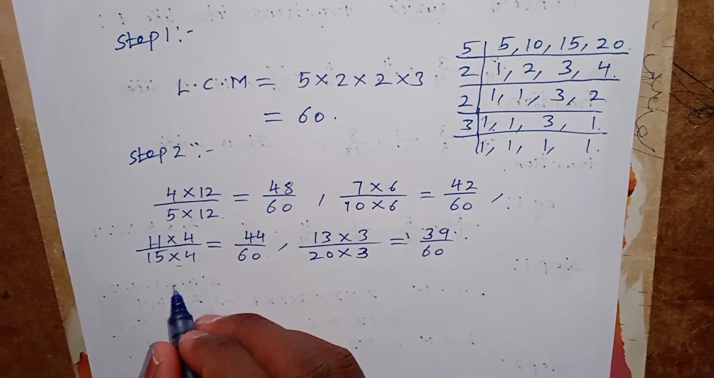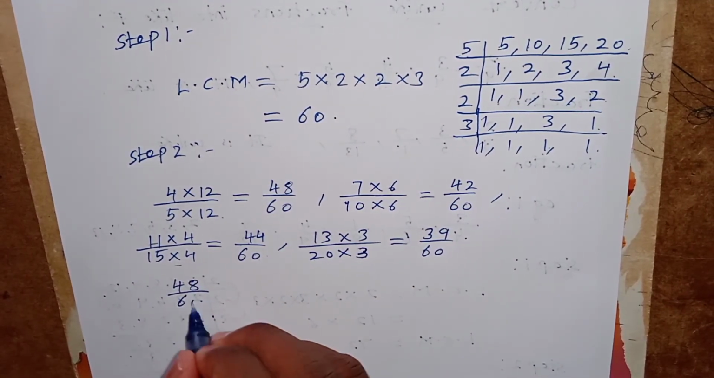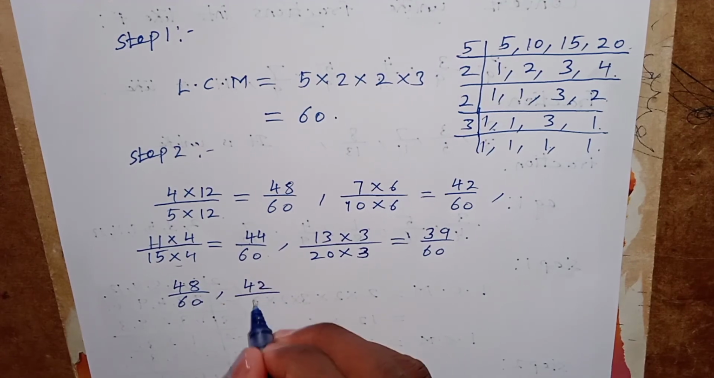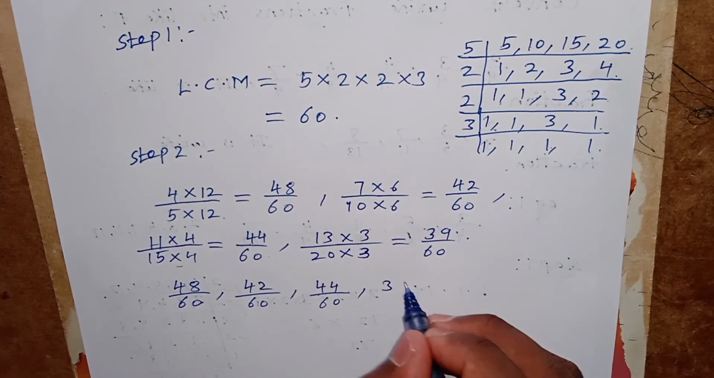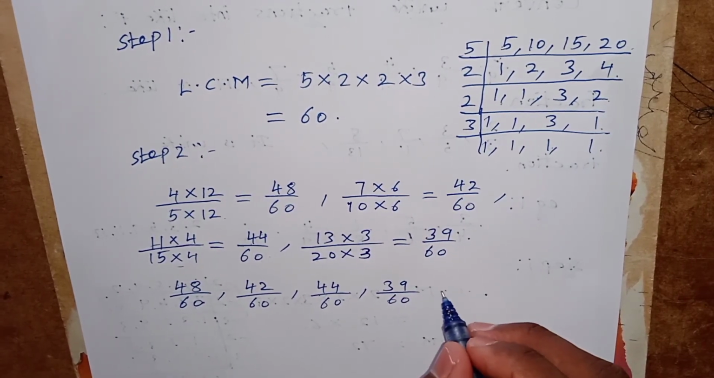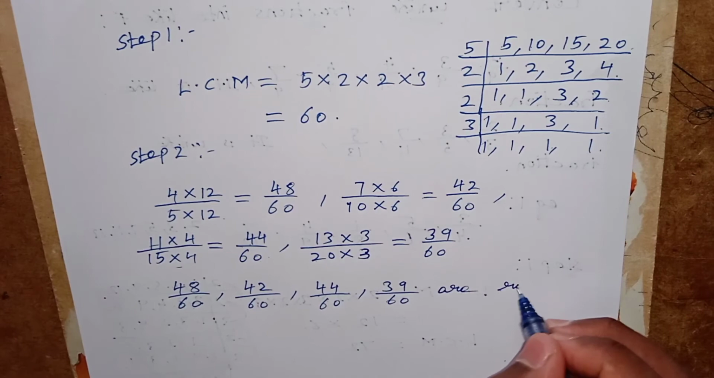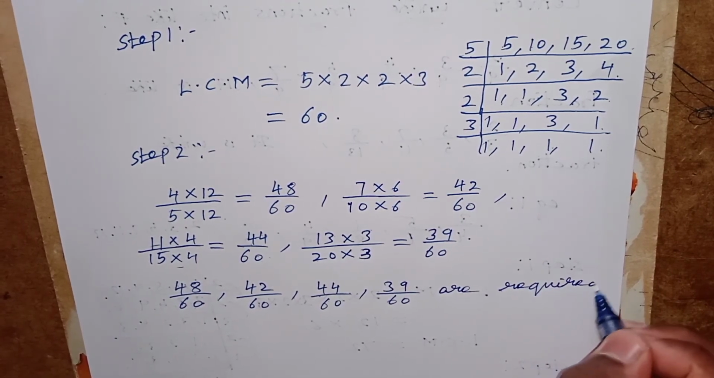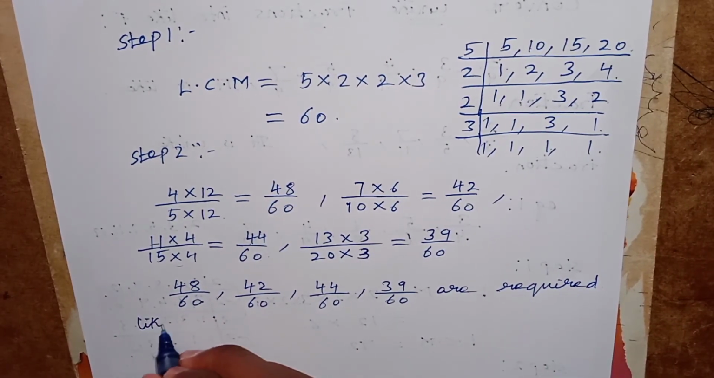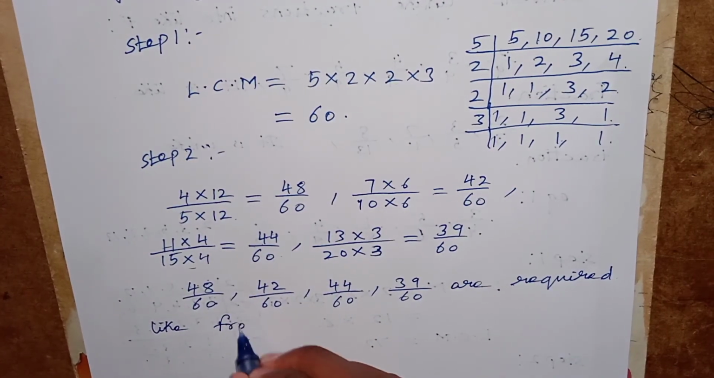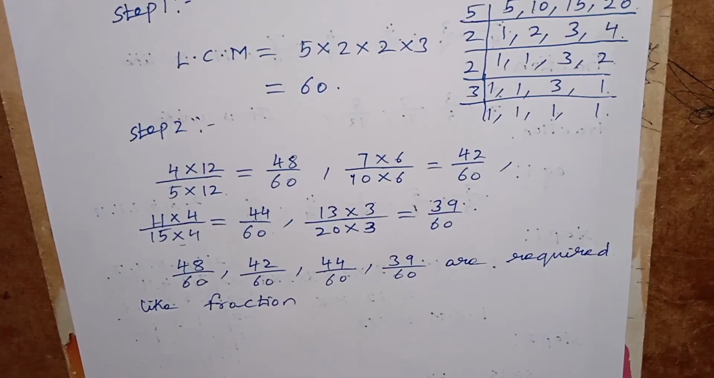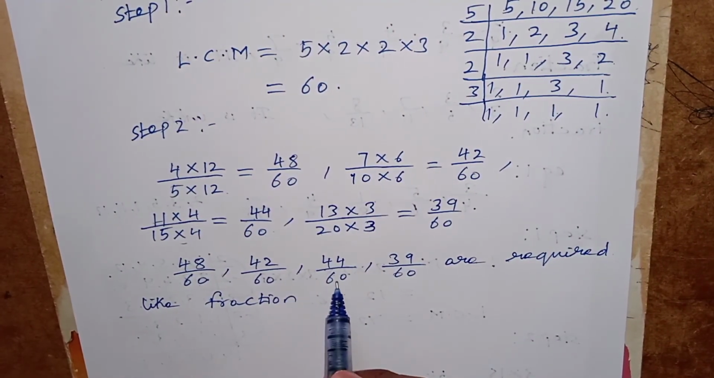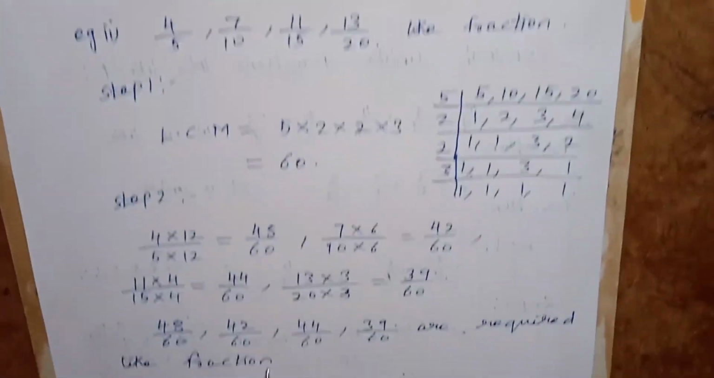Finally, you have to write 48 by 60, 42 by 60, 44 by 60, 39 by 60 as our required like fractions. Like fractions in the sense that here the denominator should be equal. Here also 60, here also 60, here also, and here also. Okay, from unlike fractions to like fractions.